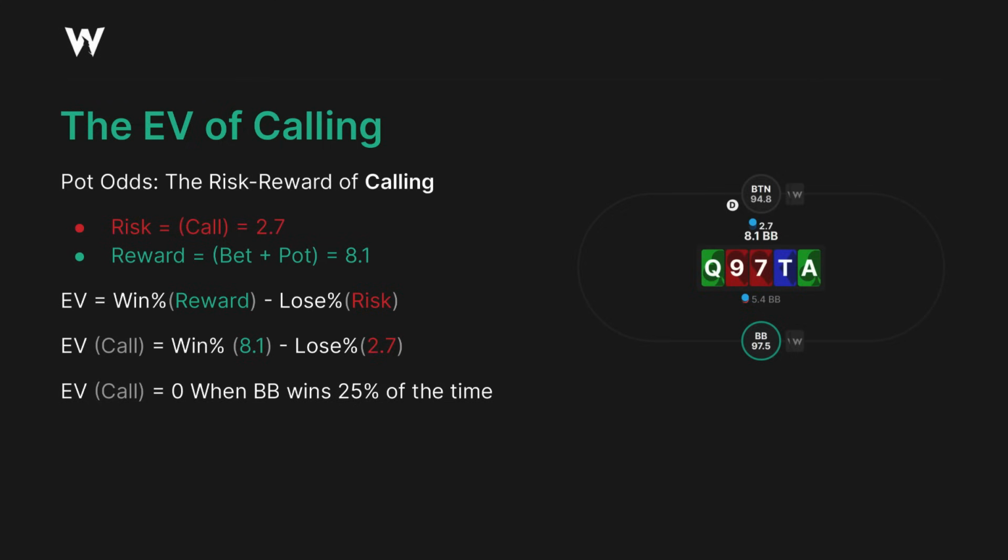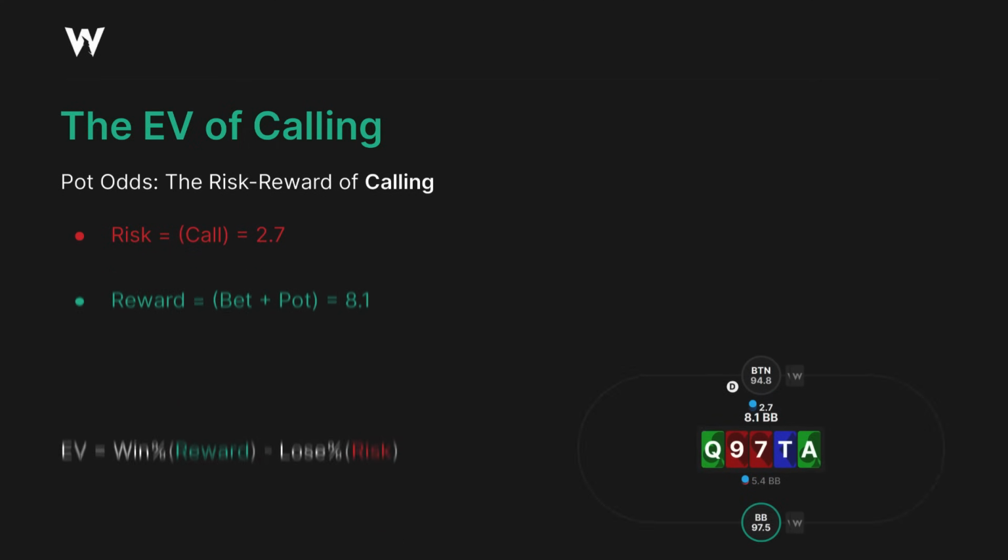Now remember, if we set the expected value of calling to 0, then big blind will win 25% of the time. Or in other words, if we set the win percentage to 25% and the lose percentage to 75%, then the expected value of calling is exactly 0. Or put another way, it is a break-even call. So fundamentally, the takeaway here is that pot odds is just asking you to find the break-even win percentage when you call. That's all it is, right?